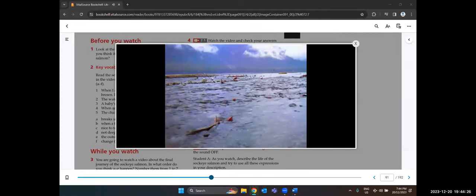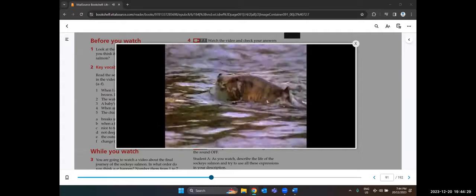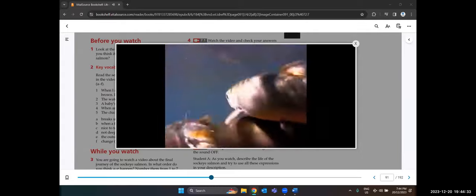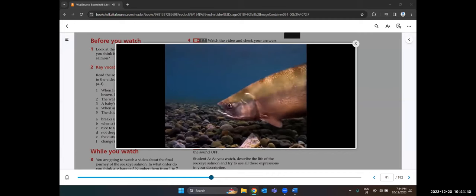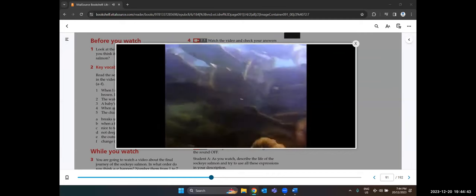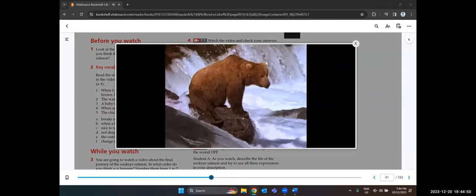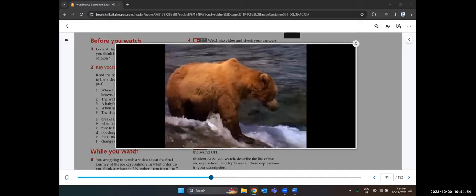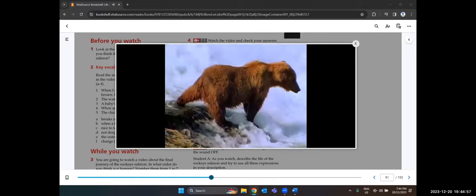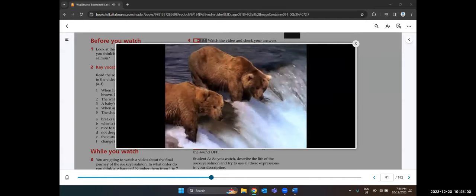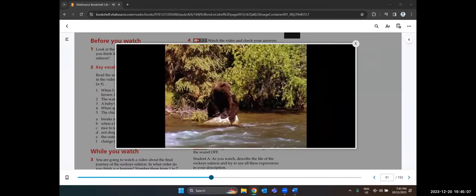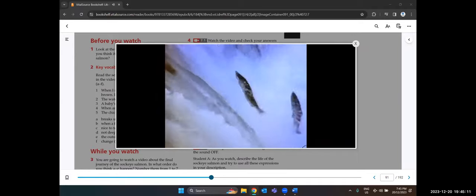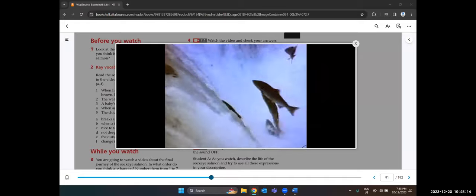These cold rivers are in Alaska. The rivers are full of a type of fish called sockeye salmon. The sockeye salmon are born in these rivers, but they swim to the ocean. Then, at the end of their life, they return to the river and start their final journey hundreds of kilometers up the river. It can take weeks, and only one in every thousand salmon will finish it. At the beginning of the journey, these huge brown bears are the biggest danger as the fish try to jump past them.